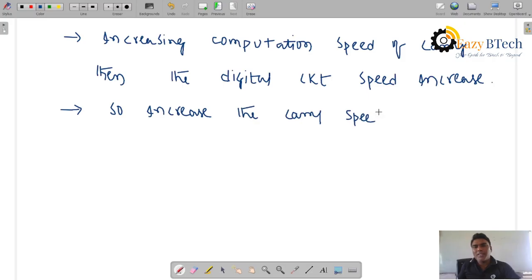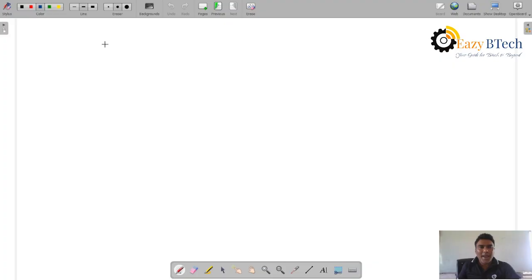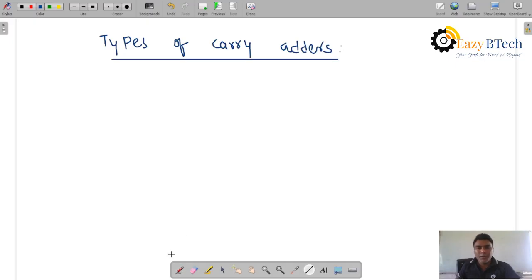Increase the carry speed. Let us see, there are different types of carry adders, and how the carry speed increases. The main purpose in digital circuit adders is that when the carry computation speed increases, the total circuit speed increases. Let us see the different types of carry adders. We'll discuss them one by one.